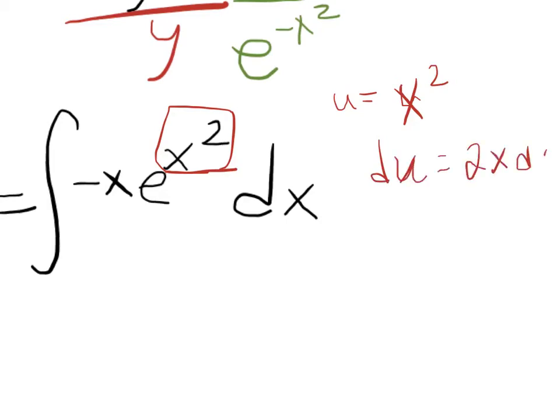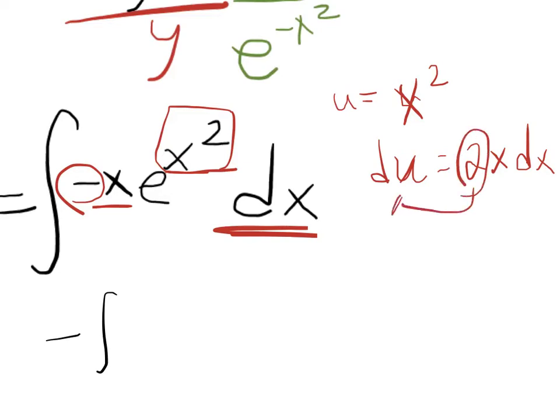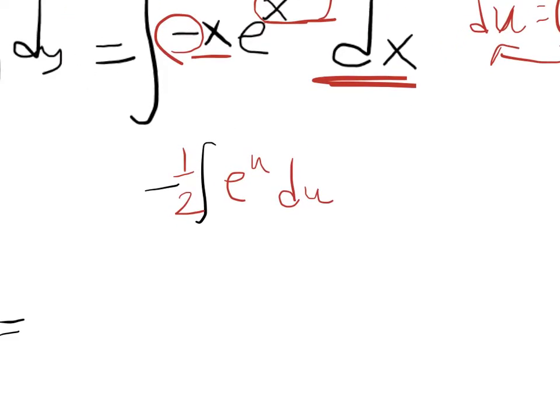2x dx. Now reference back over here. We have an x and a dx, and we've got a negative. The negative is going to go outside, and then the 2 we need to divide by, so put a 1/2 out here. And then it's going to be e to the u du. Feel okay about that? So now we integrate that.